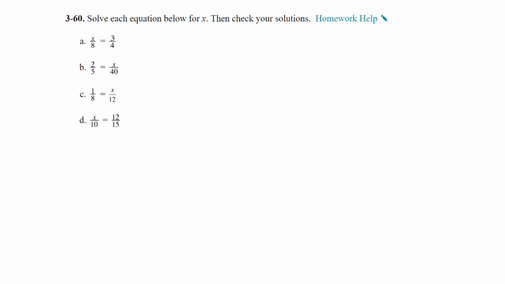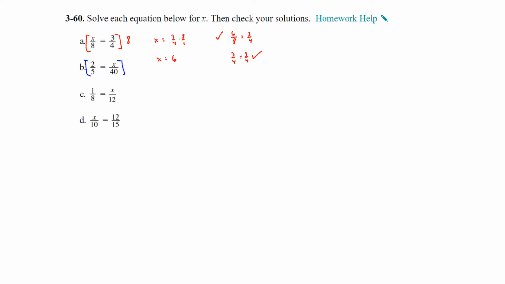Question 60. Solve each equation below for x and then check your solutions. So on part A, I'm going to multiply both sides by 8. By doing that, the 8 in the denominator will cancel and give me x equals 8 times 3/4, which is equal to 24 over 4, which simplifies to x equals 6. And then if I plug that in to check, 6 divided by 8 is equal to 3/4. So if we reduce 6 over 8 by a factor of 2, that would be 3/4. So 3/4 is equal to 3/4.